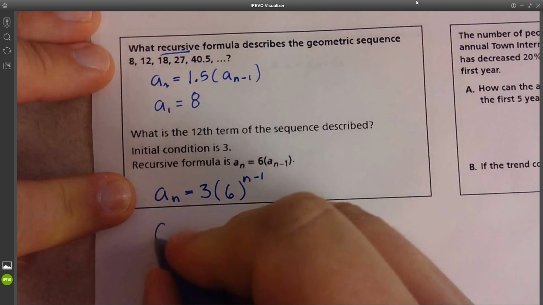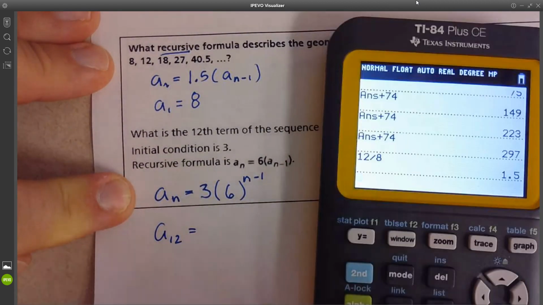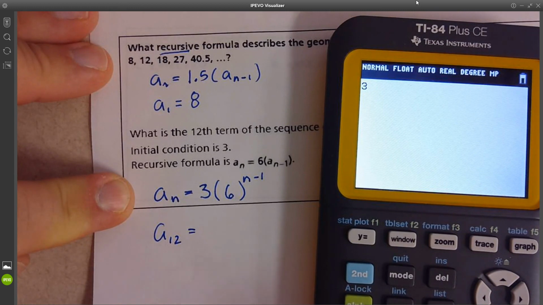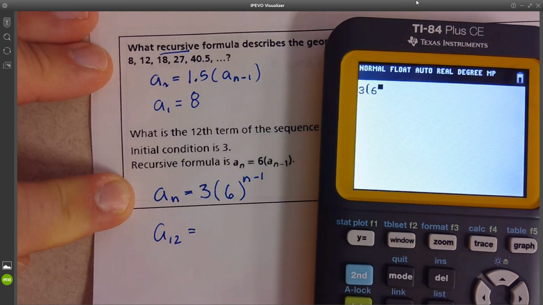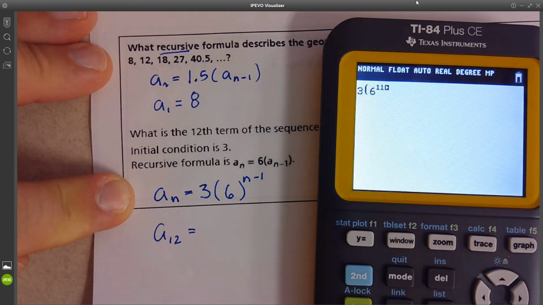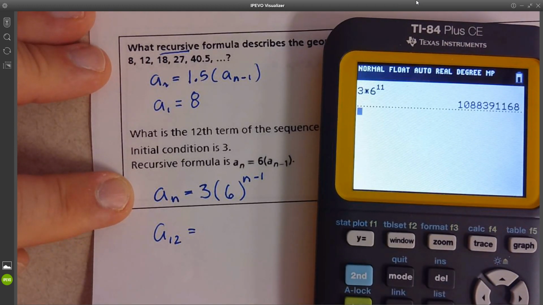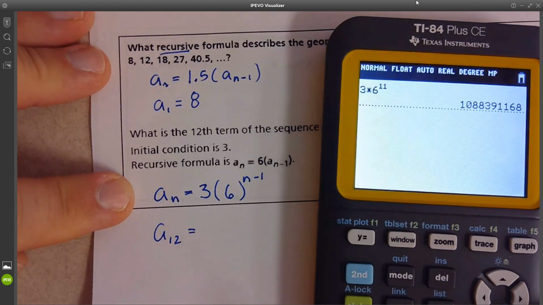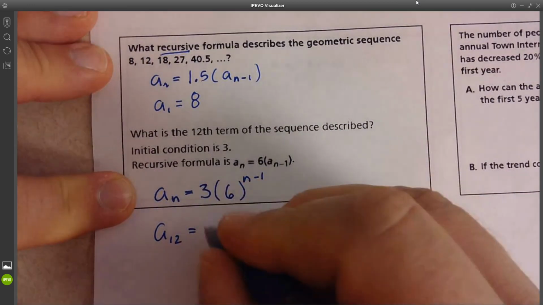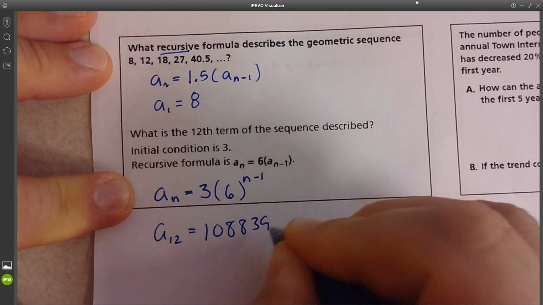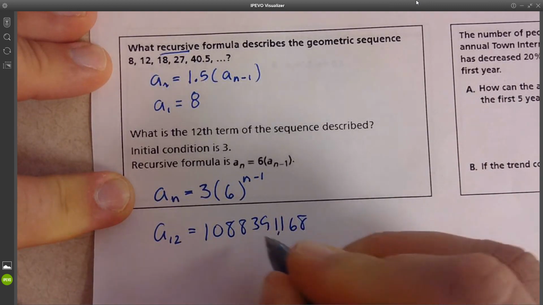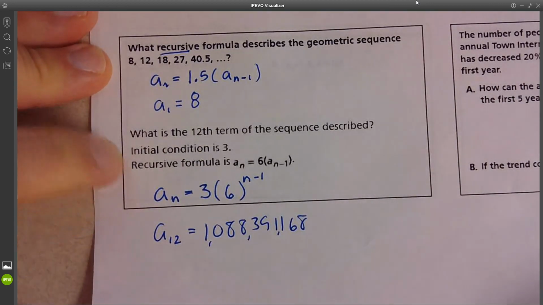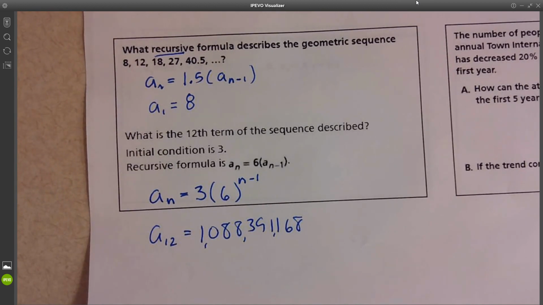So what is the 12th term? All I got to do is go to my calculator, and I go 3 times 6 raised to the, and I could write in 12 minus 1, or I could just do 11. It's so much easier? Yeah. How so? It just seems easier than when we did it the first time? Yeah. Okay. So then we get that large number, 108,839,1168. Easy peasy. We good?